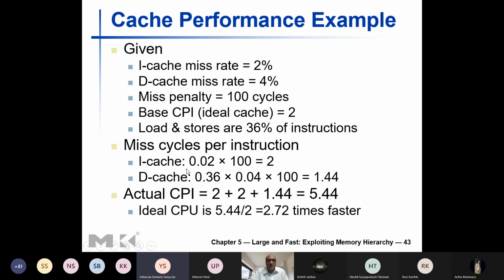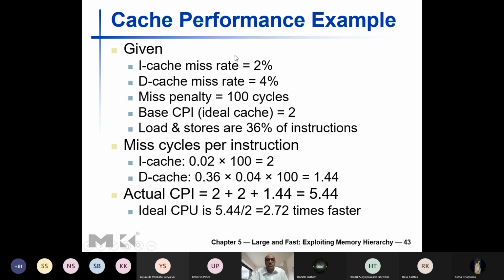So therefore, it's like 0.02 into 100 gives you 2 cycles. And the data cache will offer the miss penalty of 4%, but the data cache will receive these instructions only 36% of the total instructions. So therefore 0.36 into 0.04 into 100, that gives you about 1.44 cycles. So the overall CPI will be hit time plus miss penalty.